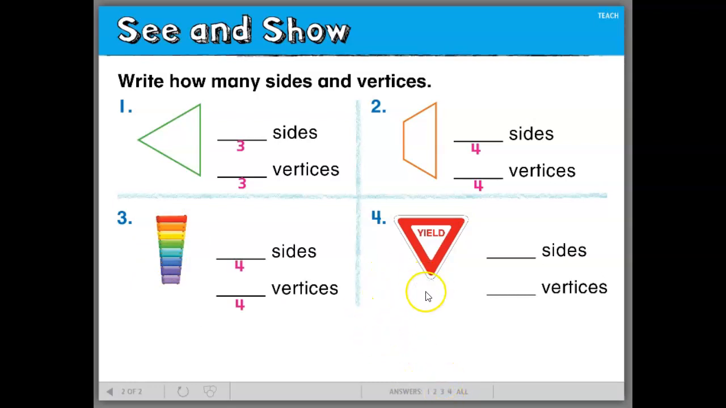And then what shape do you see here in this sign? This is a triangle. So how many sides does it have? And how many vertices? Very good.